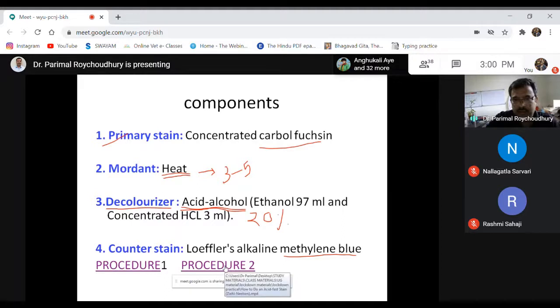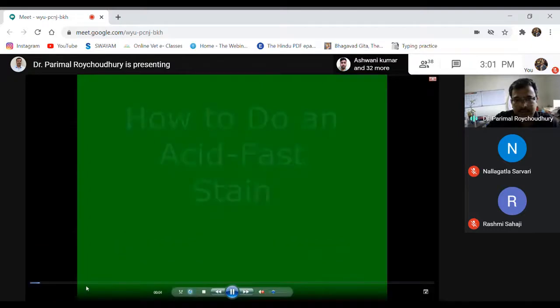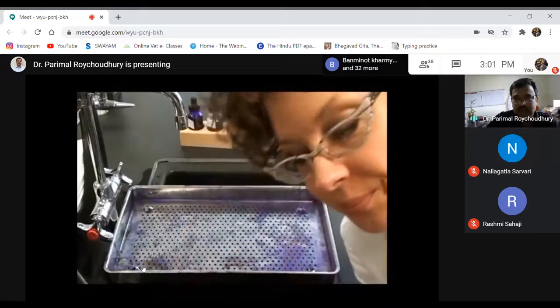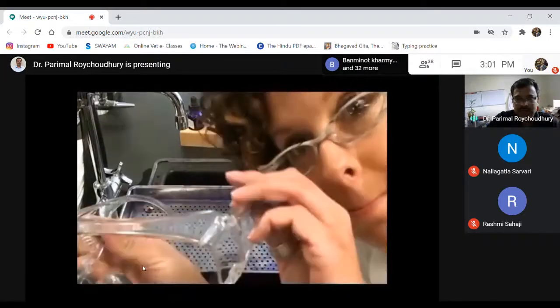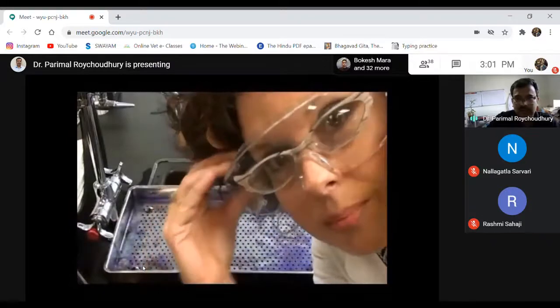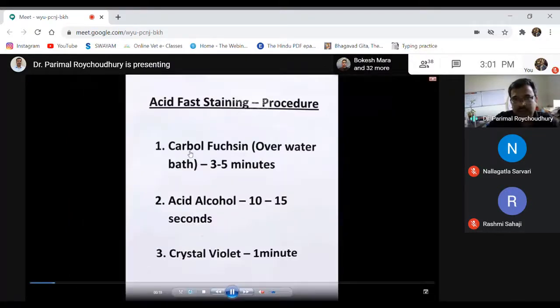So here is another method, which I personally prefer and we'll be doing in our practical class. While doing it, I just took it from YouTube, showing how to wear the goggles as protective wear, because these solutions are very caustic and may cause damage if spilled on the face or hand.